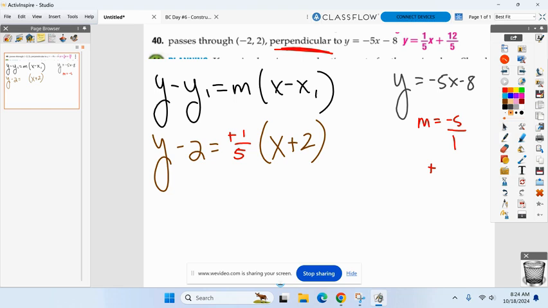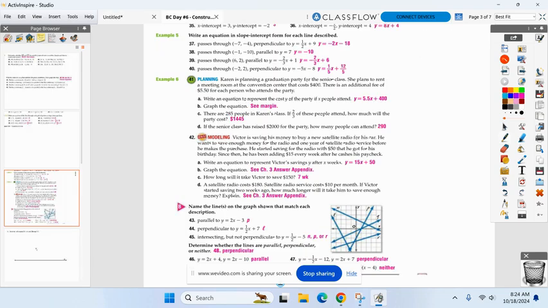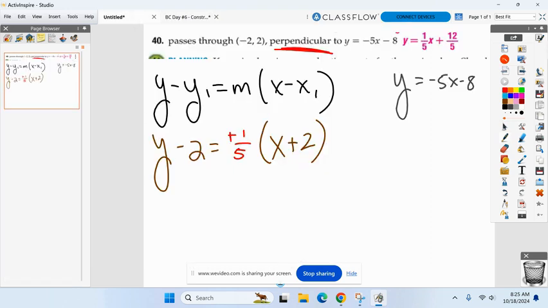Negative reciprocal. I don't know what the directions were, but if it didn't tell you what form to leave it in, you can leave it like this. If it did say slope intercept form, let me just take a peek. Write the equation in slope intercept form. All right. So going back, if I want this in slope intercept form, no problem. Distribute, and then add 2 to both sides. And then you have slope intercept form.